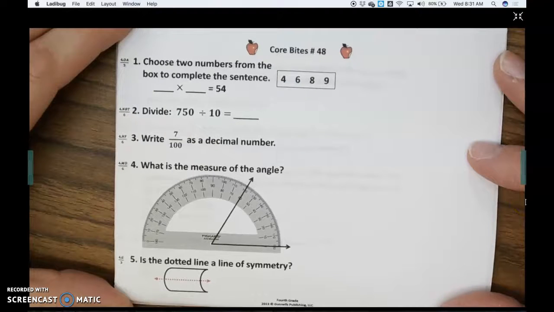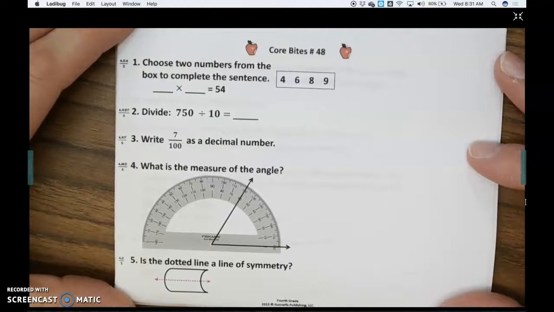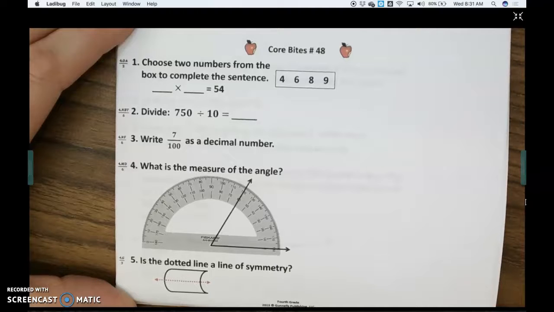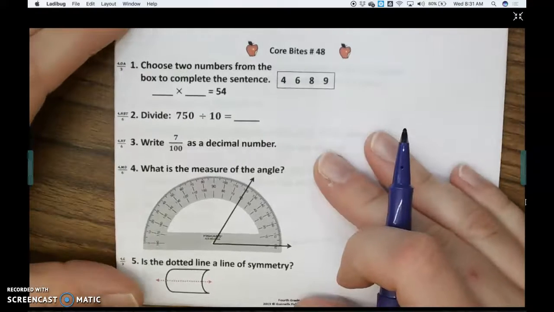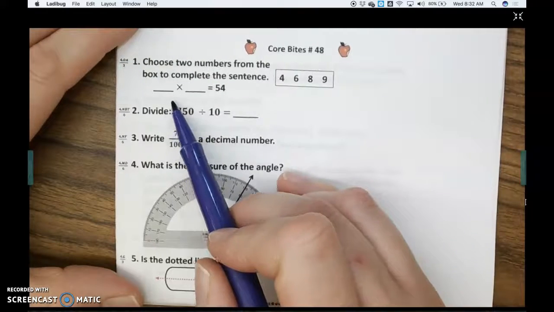All right, guys, here is your Core Bites number 48. So please make sure you make your corrections on your paper. It says, number 1, choose 2 numbers from the box to complete the sentence. And if you notice, guys, it's multiplication.